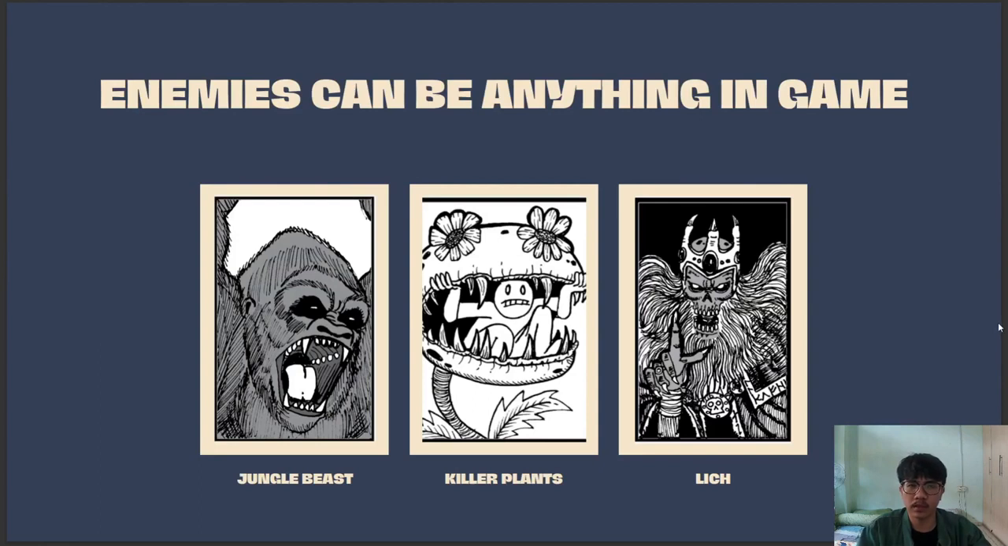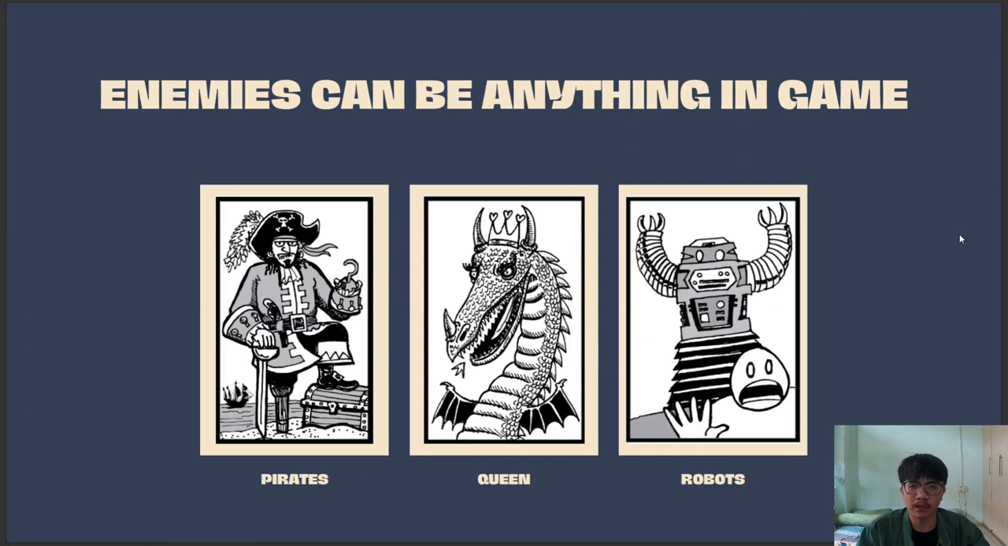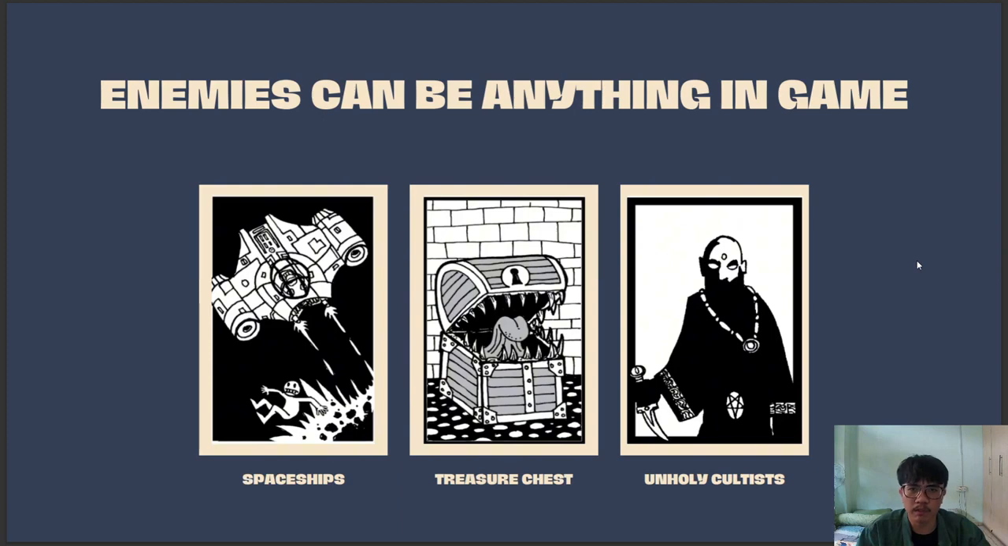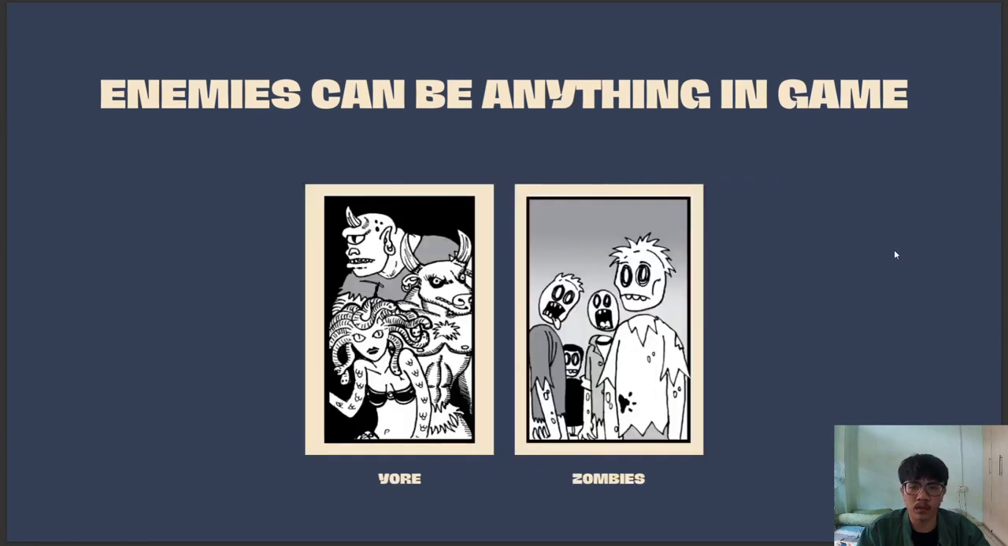So continuing from the previous alphabetical order, enemies can be anything in games. For J there is jungle beasts, K killer plants, L lich, M mutant freaks, N ninjas, O orcs, P pirates, Q the queen, because usually ants have their queen inside their colonies, and R for robots, S for spaceship, T for treasure chest, U for unholy cultist, V for vampire or vampire bats, W for werewolf, X for xenomorphs or aliens in general, Y for yeti or animal man, and Z for zombies.